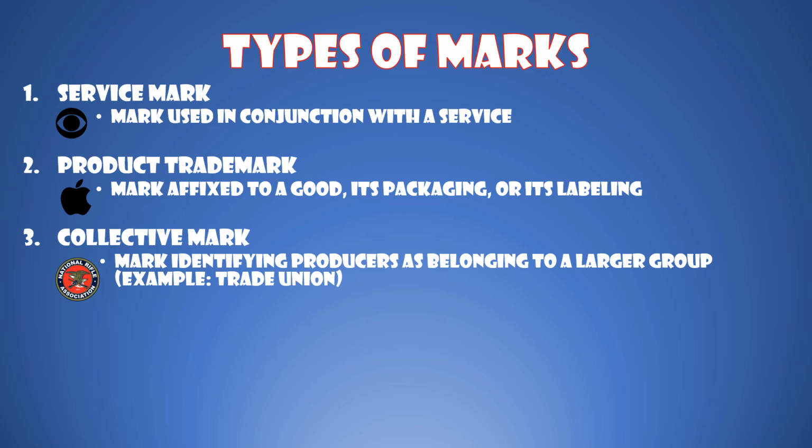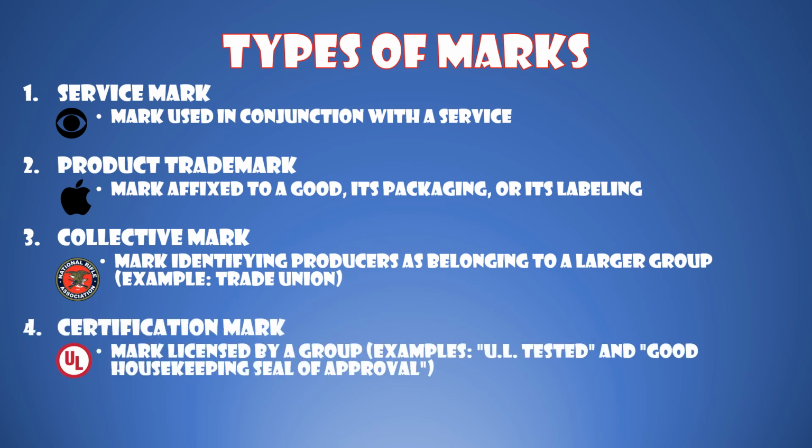Third, we have a collective mark. It's a mark identifying producers belonging to a larger group, for example, a trade union. And finally, a certification mark. This mark is licensed by a group. Big examples: UL Tested or Good Housekeeping Seal of Approval. And it identifies that something's been certified, it's been tested.